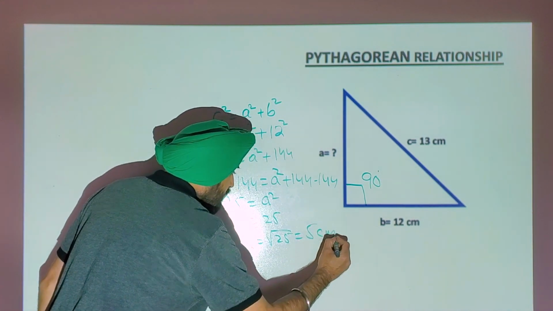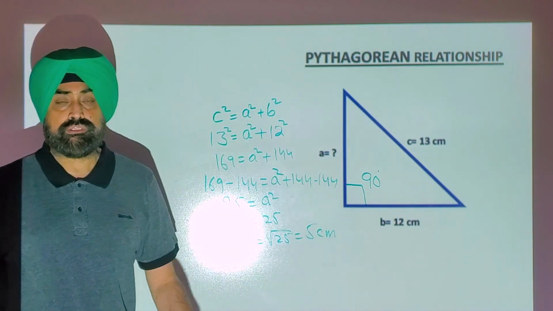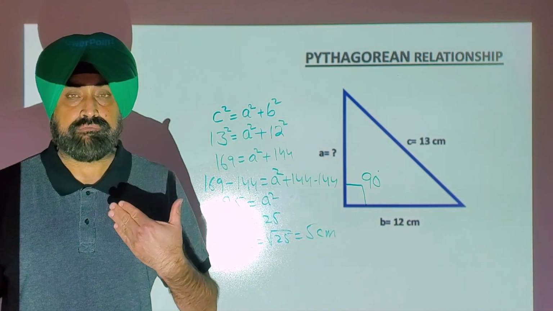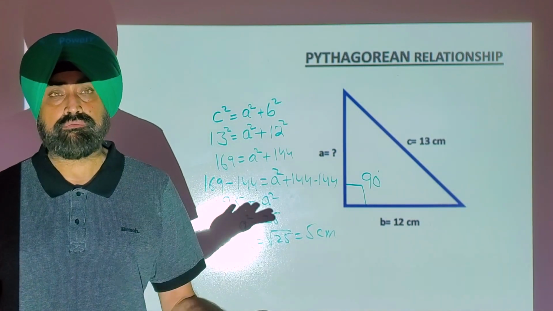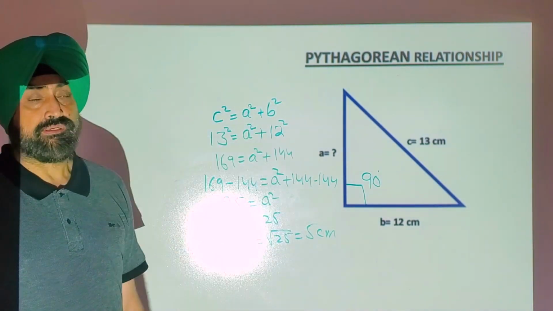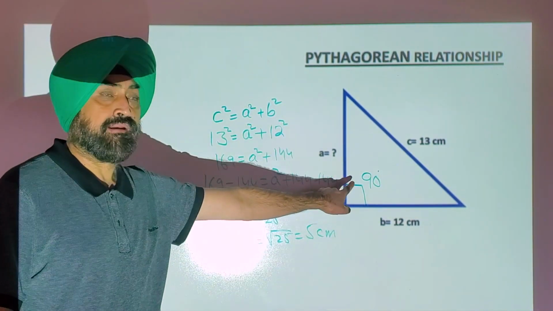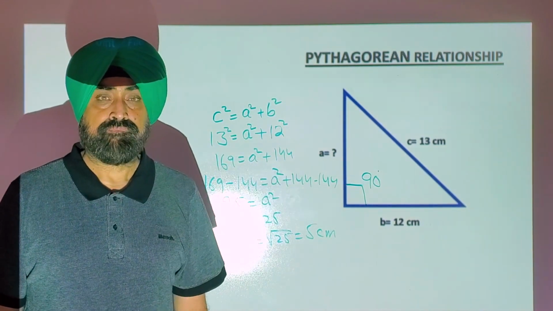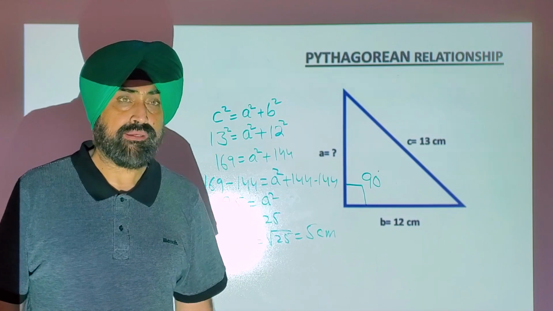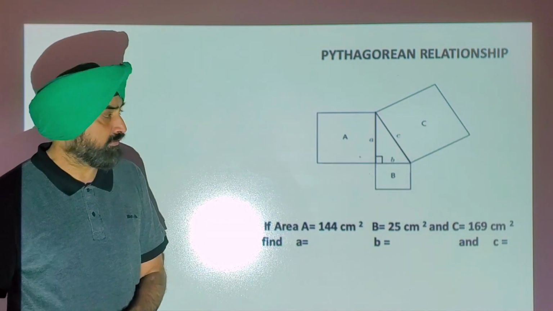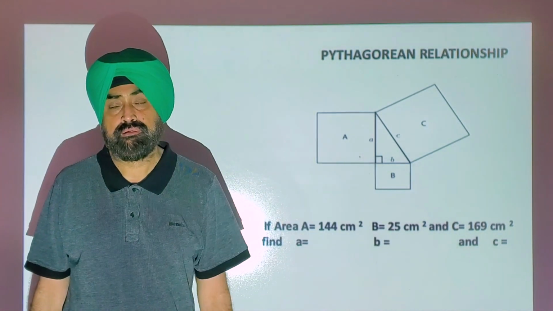The unit is centimeter. So this is how we find one of the smaller sides if the bigger side and one smaller side are given. Using the Pythagorean relationship, if it is a right angle triangle, we can find the unknown side. The thing is, two other sides should be given. Let's say a right angle triangle.